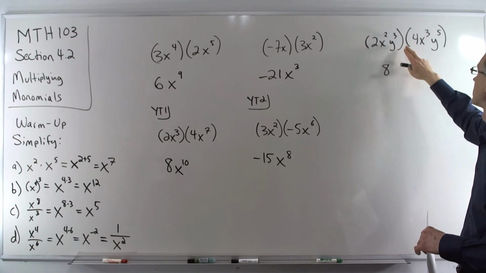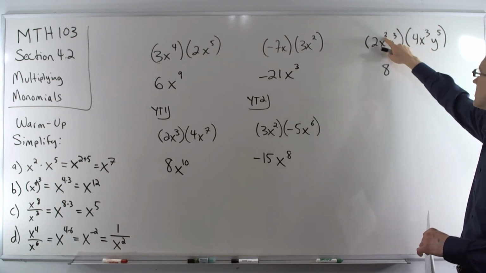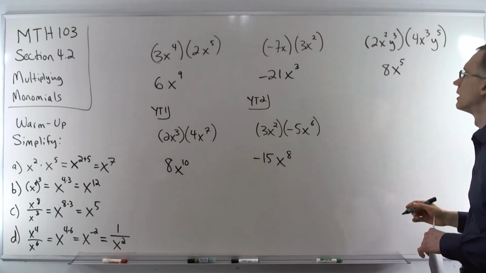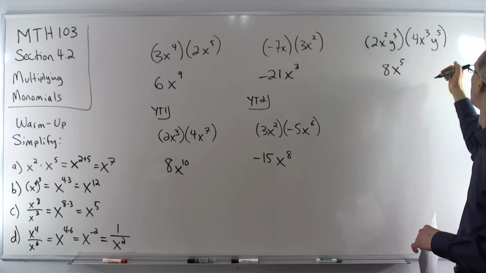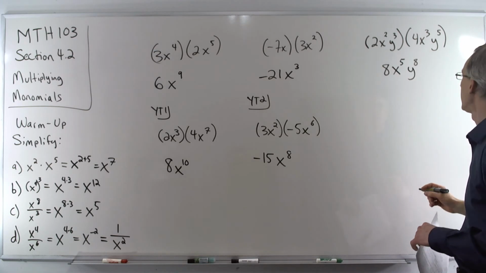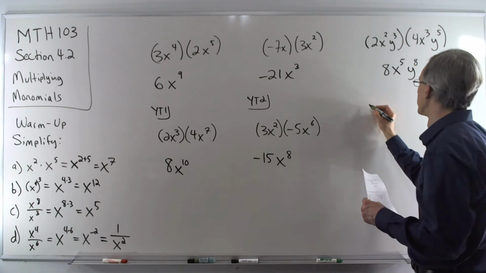Now we'll combine just the exponentials with an x base. Adding those exponents together, 2 plus 3 is 5, so that gives us x to the 5th power. Now we'll do the same thing with the other base, y. Add those together, 3 and 5 gives us 8, so we have y to the 8th power. 8, x to the 5th, y to the 8th. Your turn, number 3.